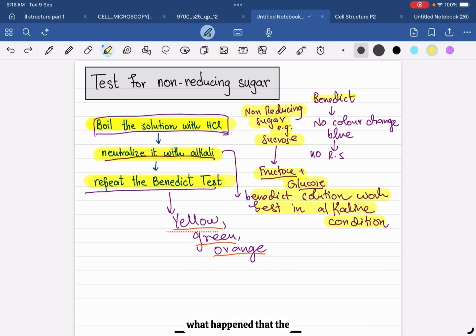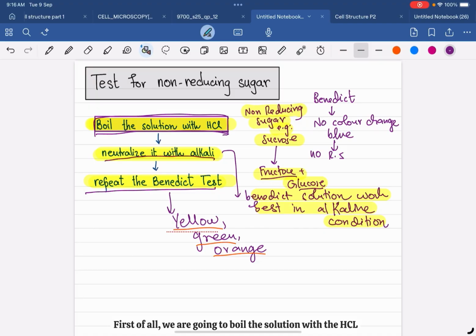Then what happens when we do the non-reducing sugar test? How is the non-reducing sugar test basically performed? First of all, we are going to boil the solution with HCl. Now what does boiling the solution with the HCl do?